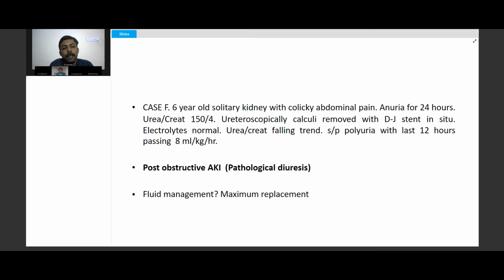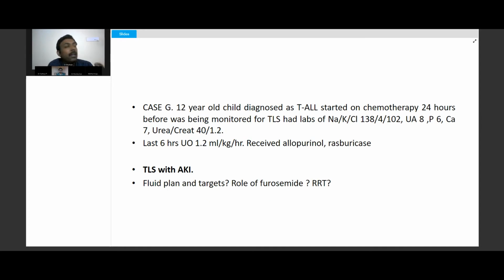The last case is a 12-year-old child who has T-ALL, started on chemotherapy, and 24 hours post-chemotherapy is being monitored for TLS, developing TLS features. Uric acid is 8, phosphorus is 6, and calcium is 7, but renal parameters are fairly normal, only slightly elevated. Urine output is okay; for the last 6 hours, it's 1.2 ml per kg per hour. He has received allopurinol and rasburicase. This is TLS with starting of AKI.